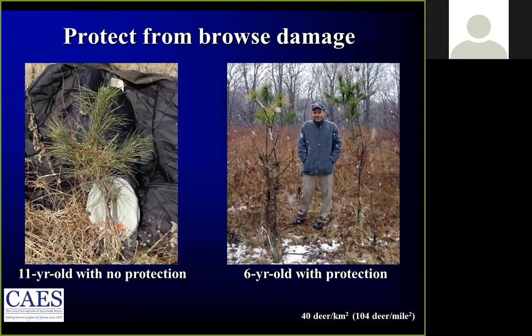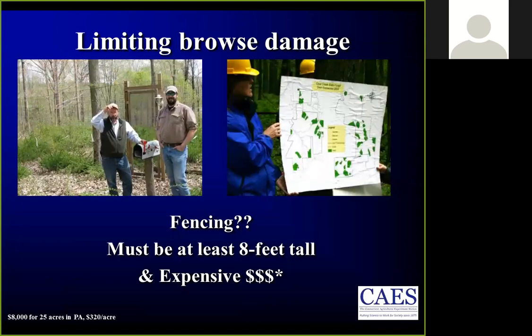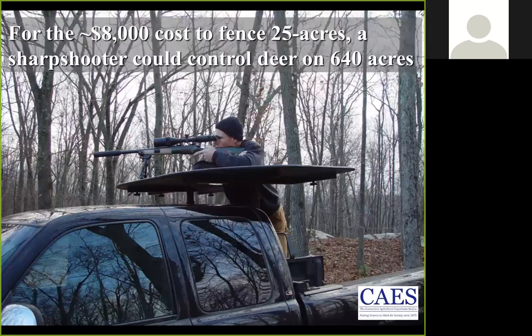You're going to want to protect your trees from browse damage. If you plant a tree and don't protect it from browse damage, you're just wasting your time in an area with large deer herds. You can put up fencing, but fencing has to be at least 8 feet high in most areas, and it can be very expensive. From a talk 10 years ago in Pennsylvania, they said it cost approximately $8,000 an acre to fence 25 acres. And for that same amount of money, a sharpshooter could control deer in about a square mile. Most of us don't have the financial resources the state of Pennsylvania does to keep deer out.